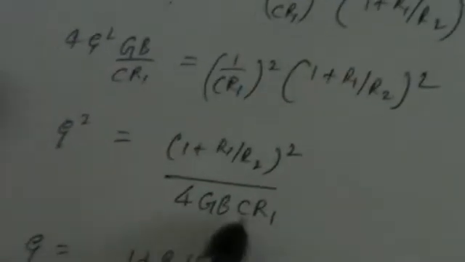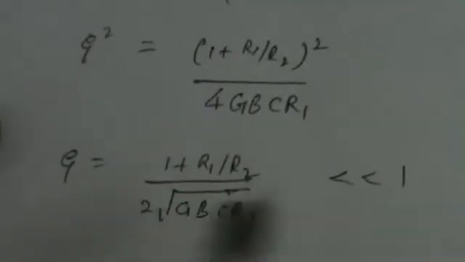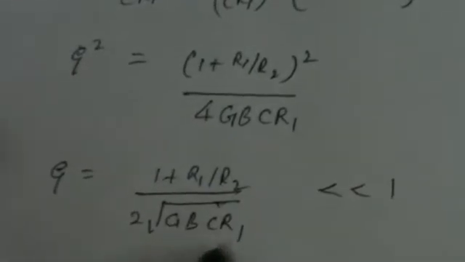So squaring this equation, equation 1, we get 4 zeta squared omega n squared as 1 by (CR1) squared into (1 plus R1 by R2) whole squared. Simplifying and putting omega n squared as GB by CR1 in equation 1, we get that zeta squared is equal to (1 plus R1 by R2) whole squared divided by 4 times GB CR1. For zeta we take square root on both the sides, and we get (1 plus R1 by R2) divided by 2 root of GB CR1.